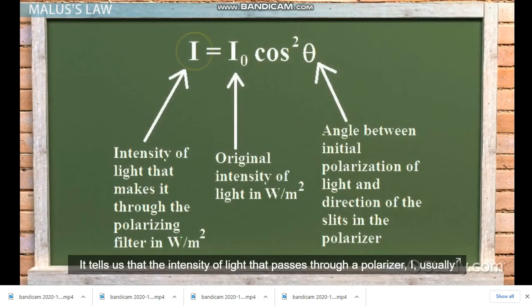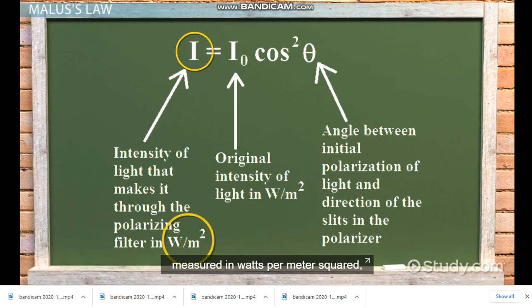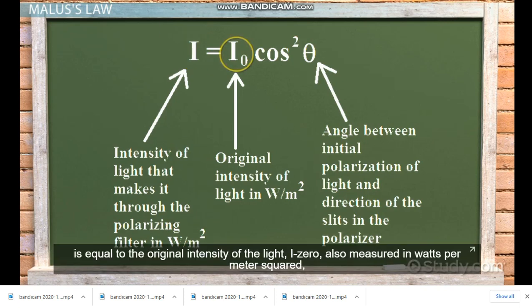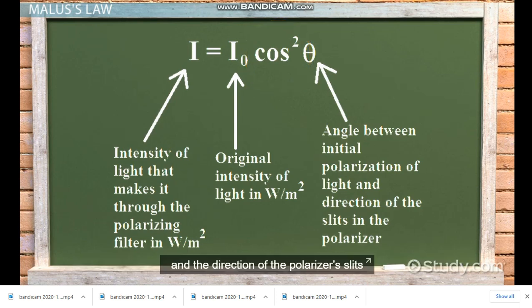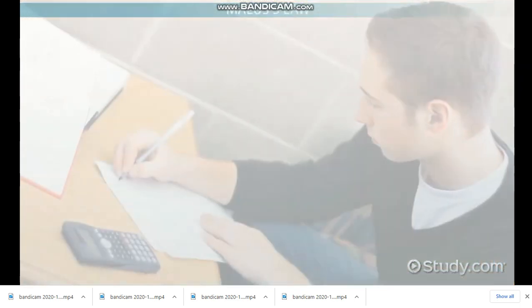It tells us that the intensity of light that passes through a polarizer, I, usually measured in watts per meter squared, is equal to the intensity of the light, I0, also measured in watts per meter squared, multiplied by the cosine of the angle between the light's direction of oscillation and the direction of the polarizer's slits, theta, squared. That last squared is important and easy to miss.